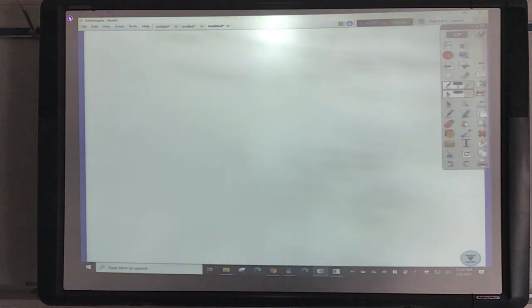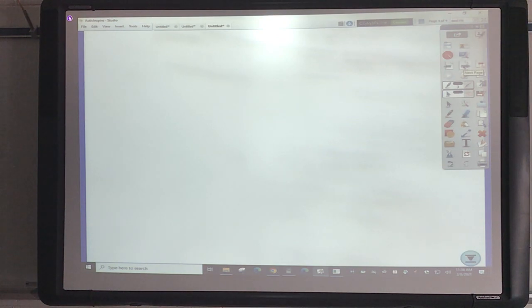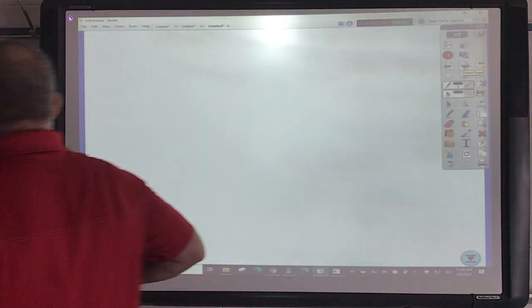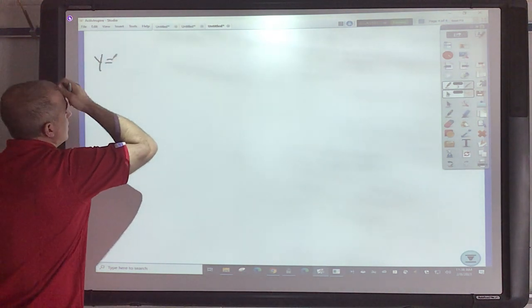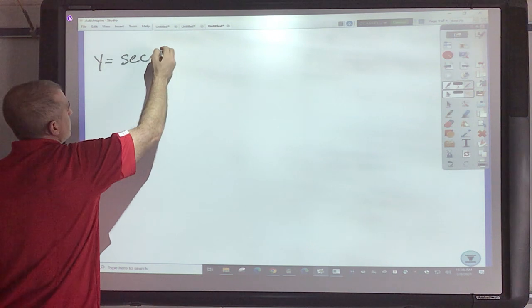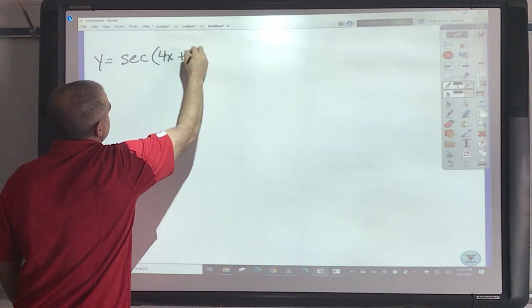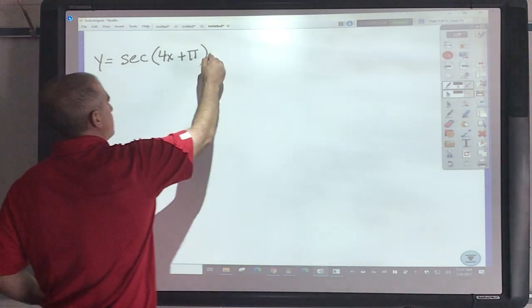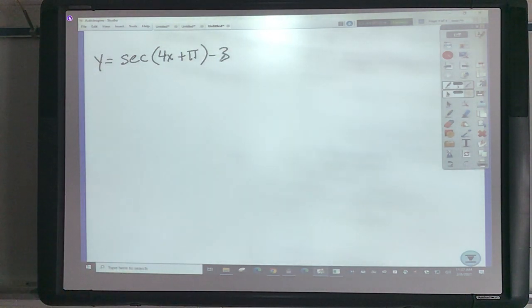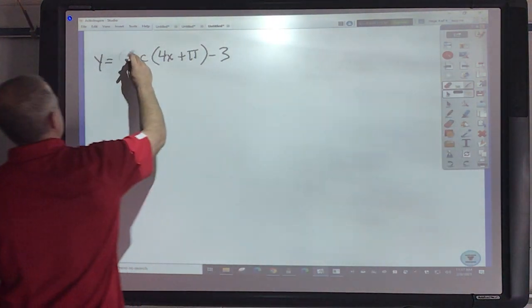Okay? All right. Let me do two more with you with cosecant and secant. Let's go with y equals, let's say secant of 4x plus pi, minus 3. Actually, no, I want to go cosecant, sorry. We do cosecant first.